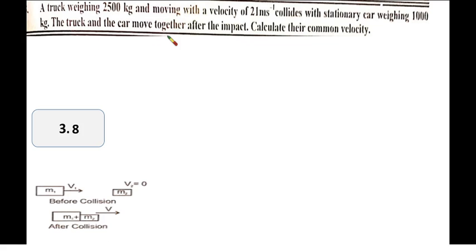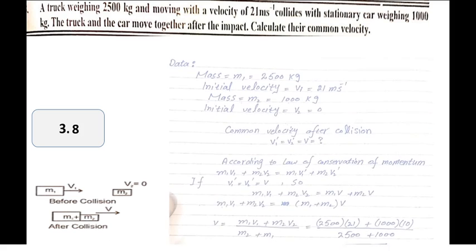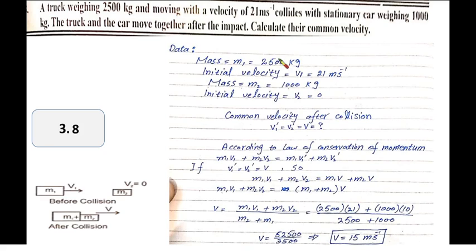moving together. So calculate their common velocity. When they move together, it means that their velocity will be common and we need to find it. So we have the data, which is mass of truck, which is 2500 kilogram. Initial velocity is 21 meter per second of truck. Second, we know that mass of car is 1000 kilogram. We know that car is at rest position, so initial velocity v2 will be 0.